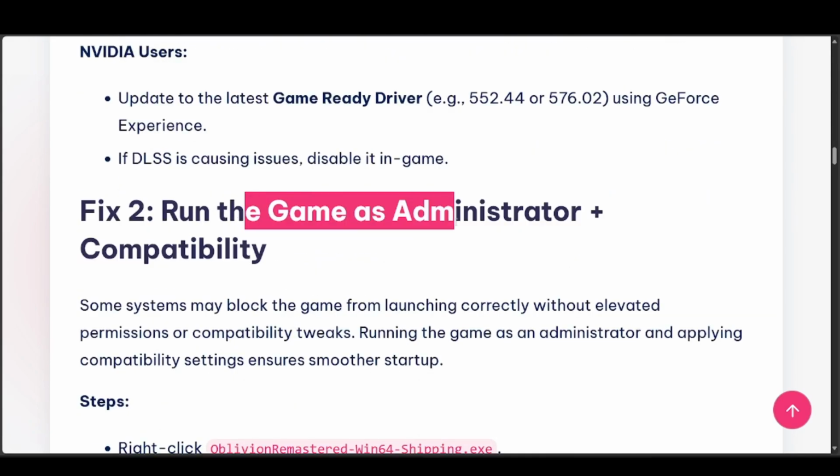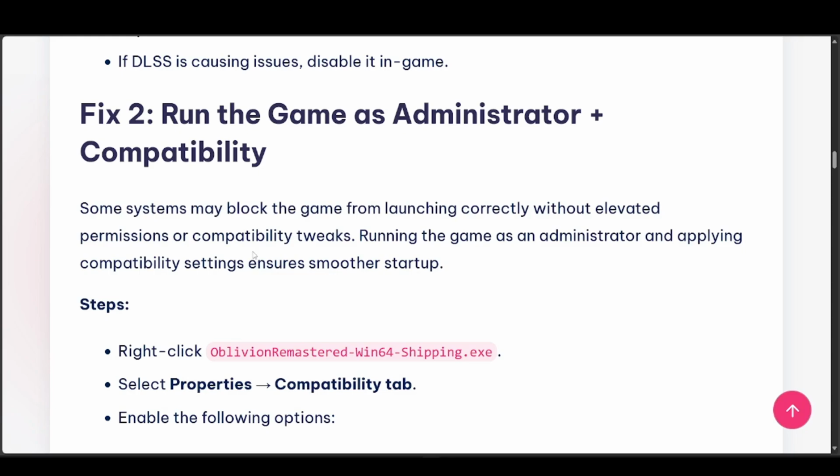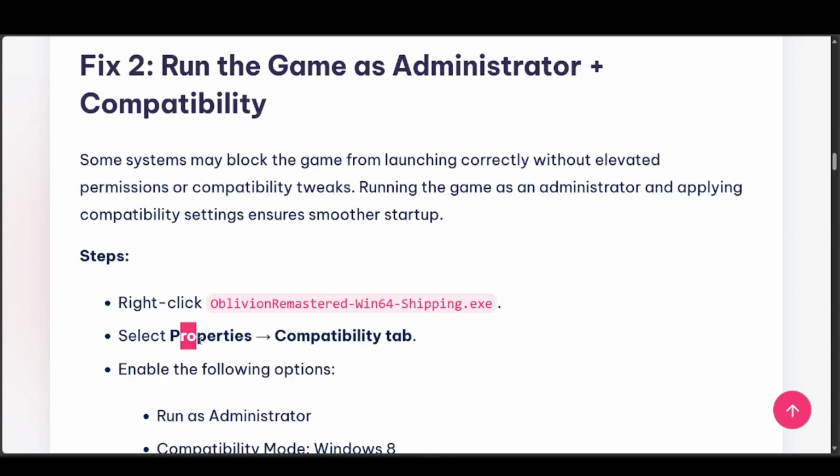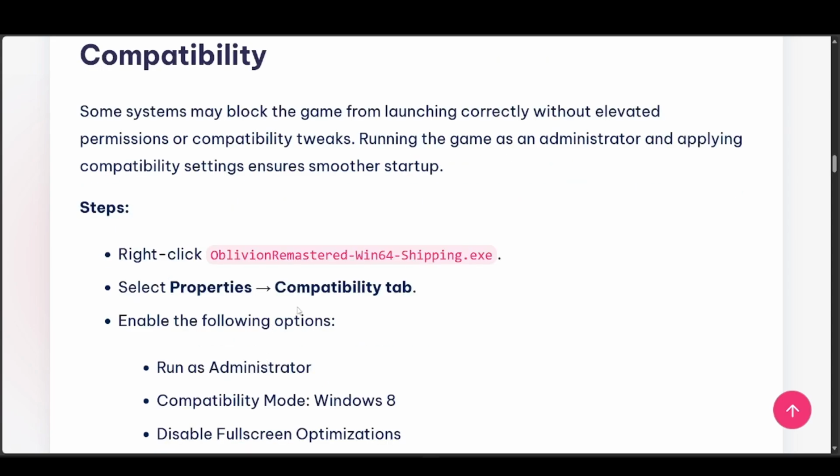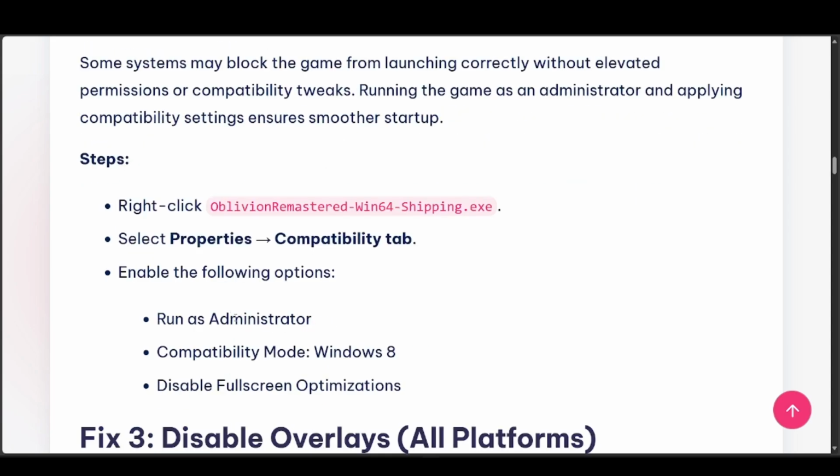Next is to run the game as administrator in compatibility mode. So it's pretty much easy to do this. If you're doing it in Steam, you can just go ahead to the properties or compatibility tab. You can run as administrator and compatibility mode Windows 8 and disable full screen optimizations.